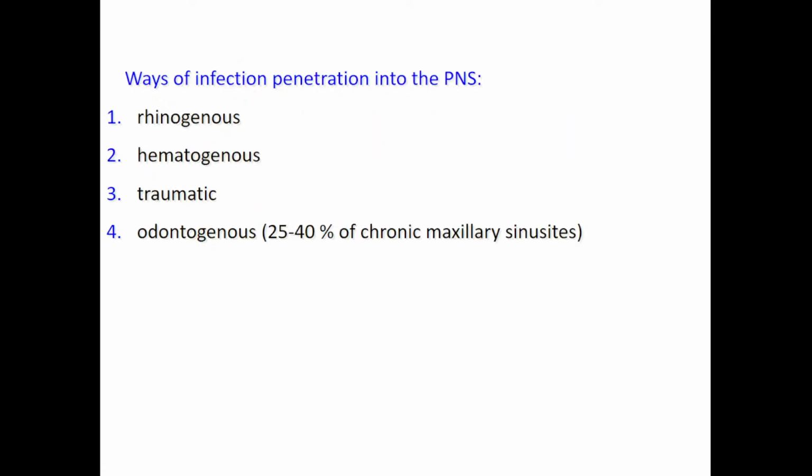So how can infection spread and appear in the paranasal sinuses? Of course, the most common way is rhinogenous, through the nose and nasal cavity, but it may also be hematogenous, traumatic, and odontogenous. Pay attention to this form of sinusitis because it accounts for up to 40% of chronic maxillary sinusitis.